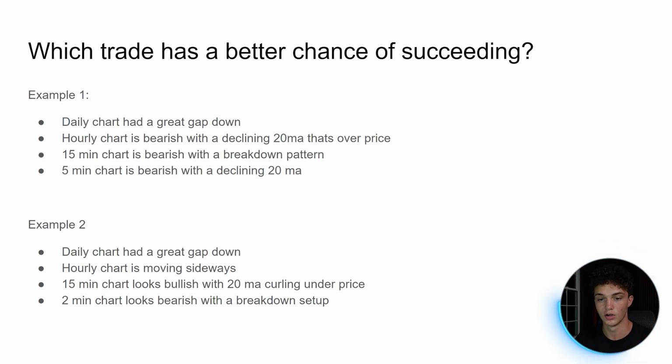While example two, it did have a good gap down, but the hourly chart isn't bearish. It's moving sideways. It's consolidating. The 15-minute chart looks higher, it's bullish, and the 2-minute chart looks bearish. So obviously example one is good.